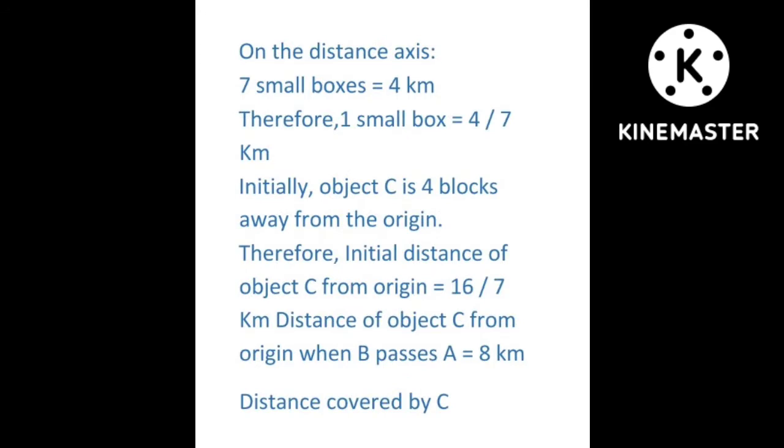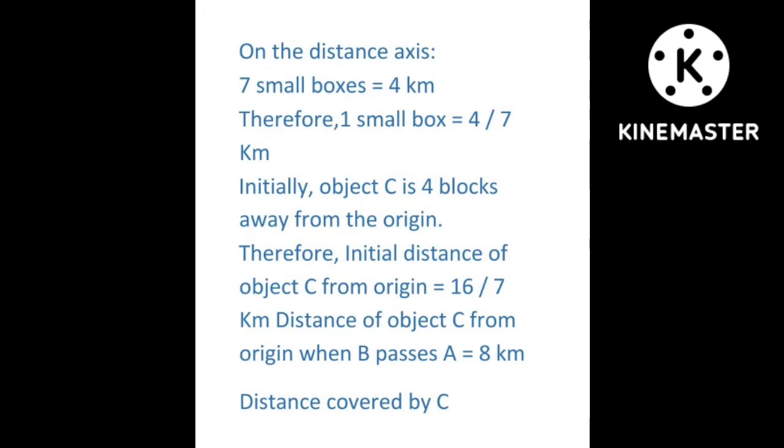Now we can consider the last two questions. That is, how far has C traveled when B passes A? And how far has B traveled by the time it passes C? From the graph we can see that along the y-axis, between 0 to 4, there are 7 small boxes. So what will be one small box? That will be equal to 4 by 7 kilometers, right? Because along the y-axis the distance is given in kilometers.